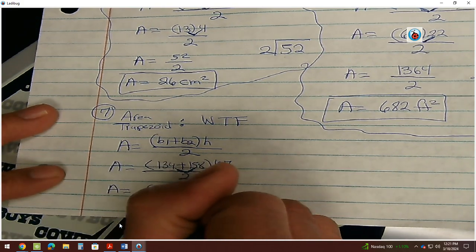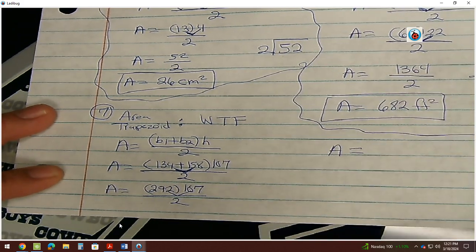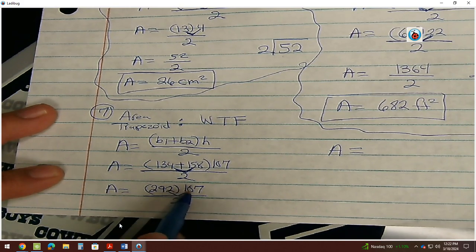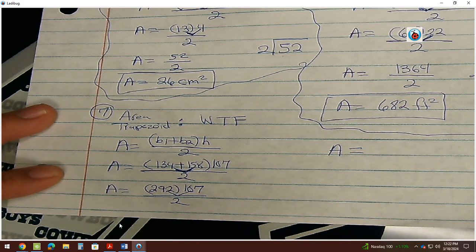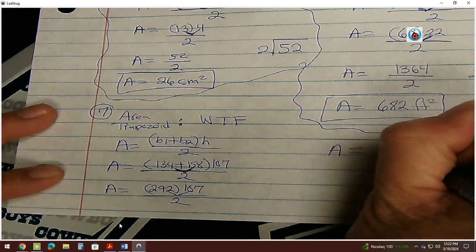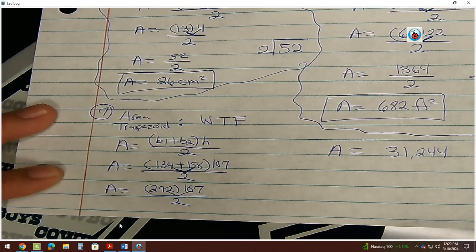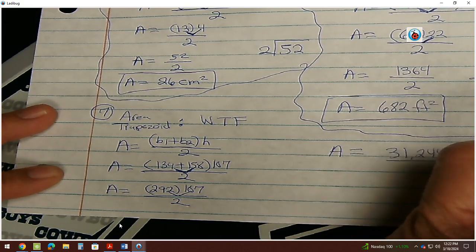Multiply 292 times 107. Now I'm going to write over here because I'm out of space. That's what you can do. What's 292 times 107? Do we know how to read that big number? Anyone? 31,244. Good job, mija. Good job, Jocelyn. 31,244. And don't forget about divided by 2.